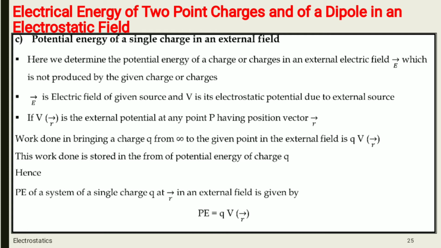Hence, potential energy of a system of single charge Q at R in an external field is given by PE is equal to Q into V(R). That is, we have taken one external source which is having electric field E, and potential V.